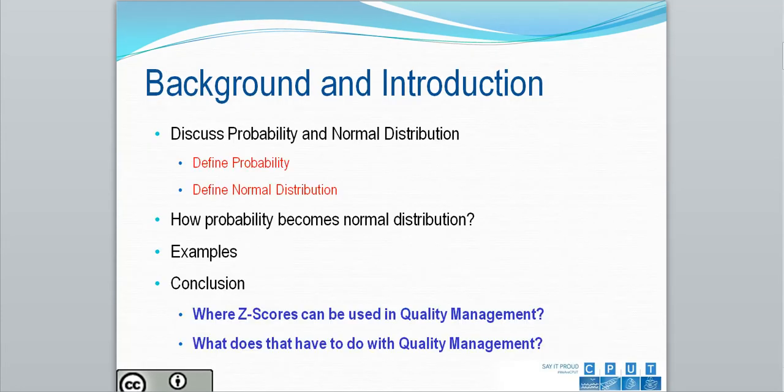Our intentions with this screencast is to give a relationship between probability and normal distribution. To simplify things, we will explain probability as well as normal distribution, and we will link the two, and later on we'll discuss an example that will help us to understand the relationship between the two. And in conclusion, we'll answer two questions. One will be where Z-scores can be used in quality management. And the second one is what does that have to do with quality management?